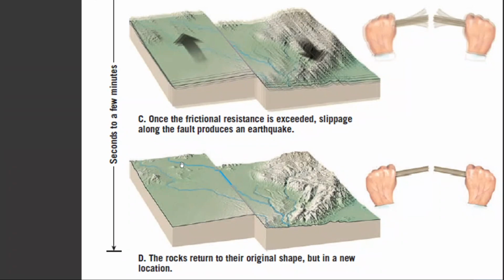Here, if you see, there is a river which was flowing that shifted its path. So there is a river which was coming, it shifted its path. This kind of surface features will help us to identify in what period this earthquake happened.